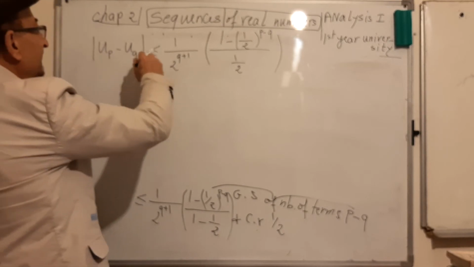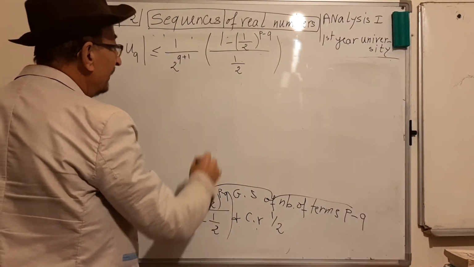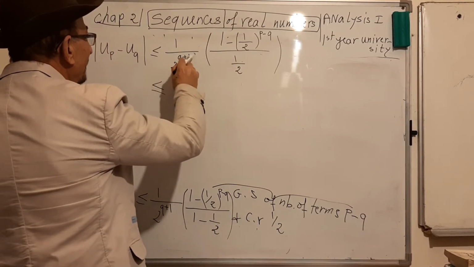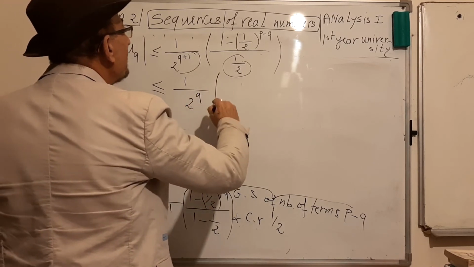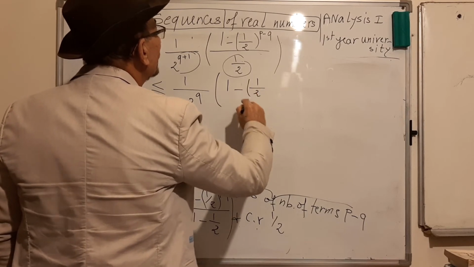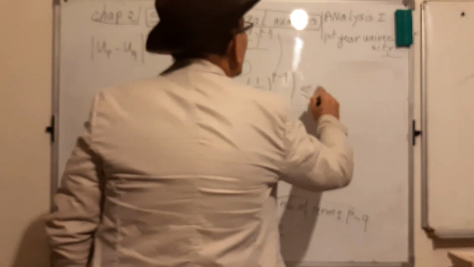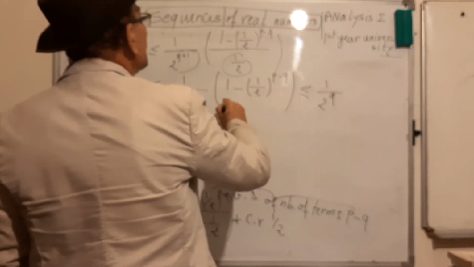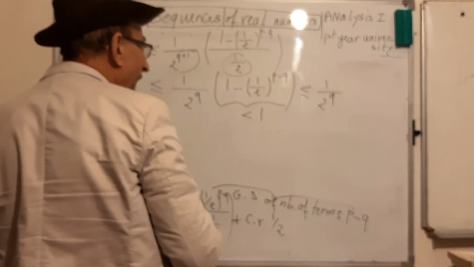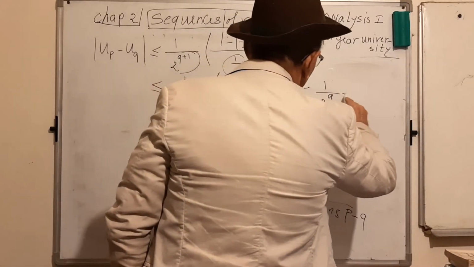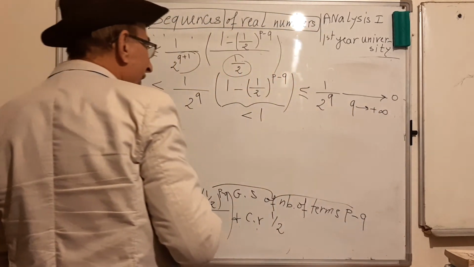So up minus uq is less than or equal to 1 over 2^(q+1) into (1 minus half^(p minus q)) over (1 minus half), which is equal to half. So 2^(q+1) over 2 is 1 over 2 power q, into (1 minus half to the power p minus q), which is less than or equal to 1 over 2^q, since the bracket 1 minus half power p minus q is less than 1, and 1 over 2 power q tends to 0 as q tends to plus infinity.